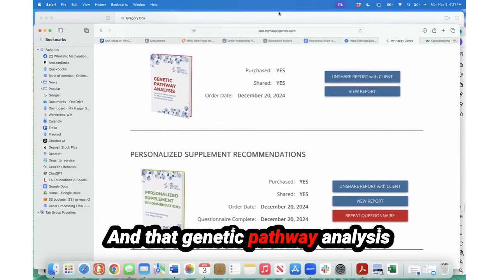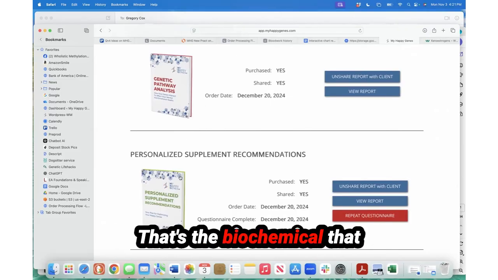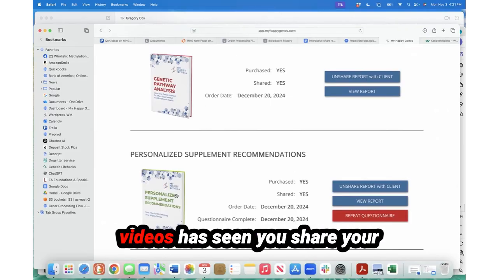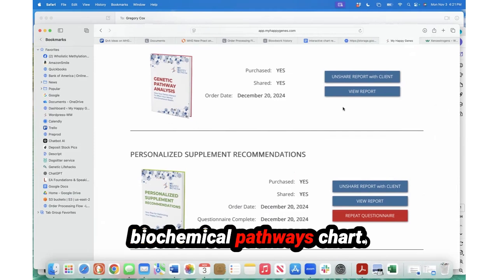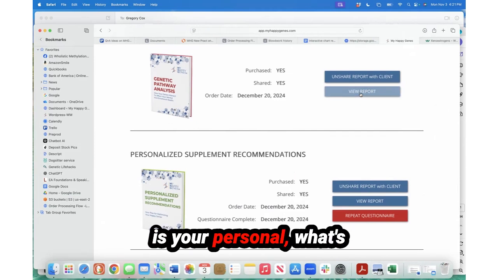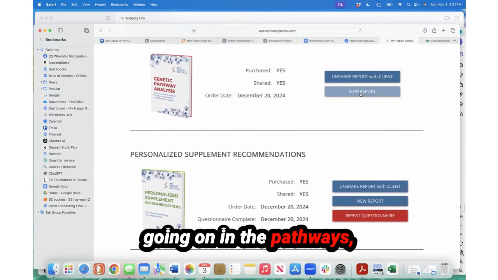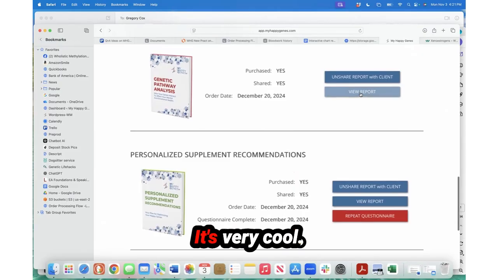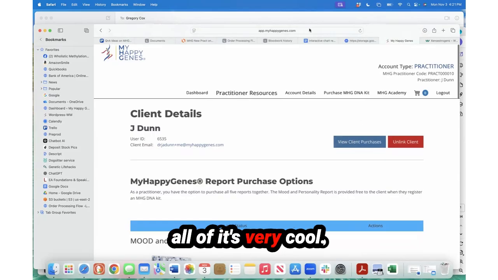And that genetic pathway analysis is what you're talking about. That's the biochemical pathways chart that anybody who's watched our videos has seen you share. That pathway analysis is your personal picture of what's going on in the pathways. Right. Yeah, very cool. All of it's very cool.